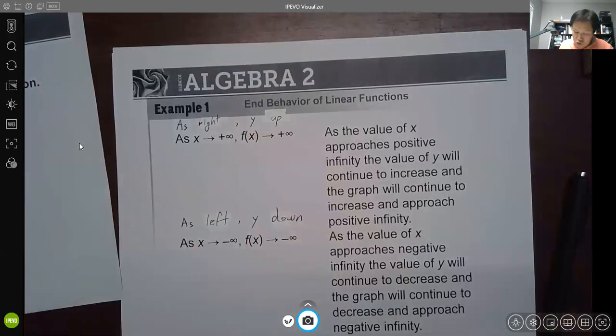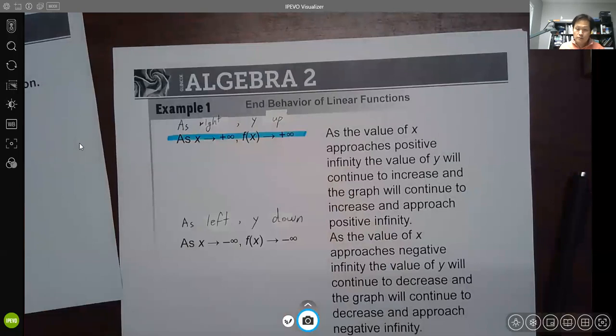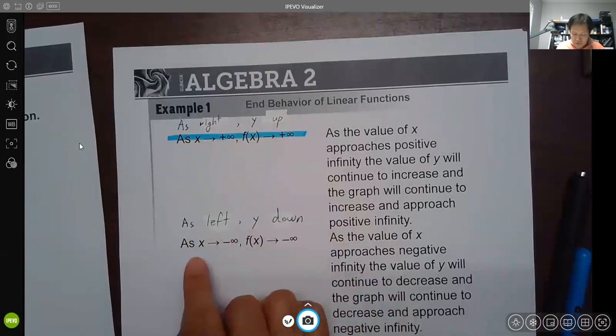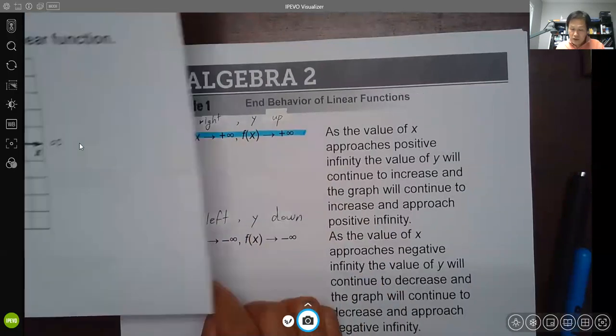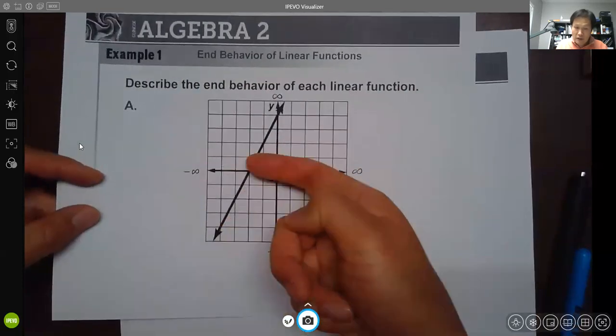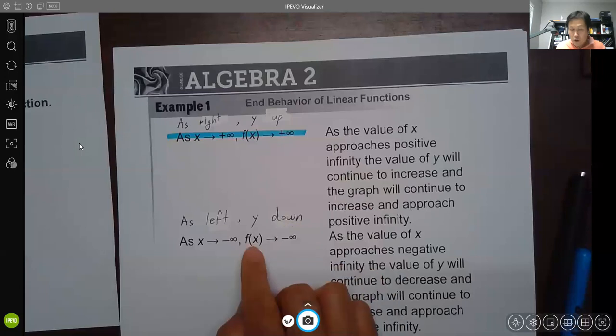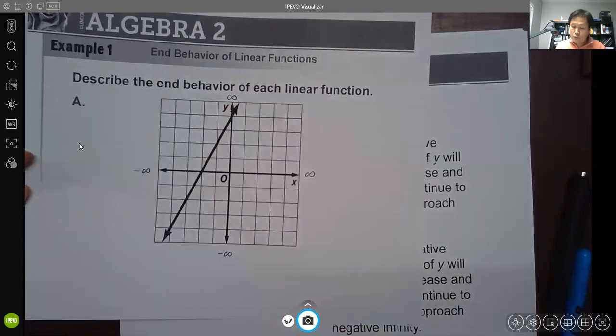In Algebra 2, this is how you say it. As you go to the left, y goes down. The fancy way of saying that is as x approaches minus infinity. That's the same as going to the left. What happens to the y? Y goes down. F of x is y. Y goes to minus infinity. That's what I mean by going down.